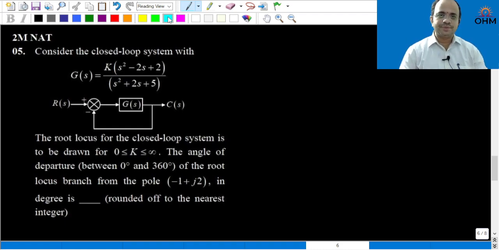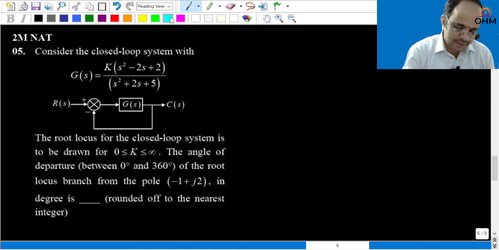Consider the closed loop system with G of s equal to k into (s square minus 2s plus 2) divided by (s square plus 2s plus 5). The root locus for the closed loop system is to be drawn for 0 less than or equal to k less than or equal to infinity. The angle of departure, you have to take the value between 0 and 360 degree. The angle of departure of the root locus branch from the pole minus 1 plus j2 in degree.